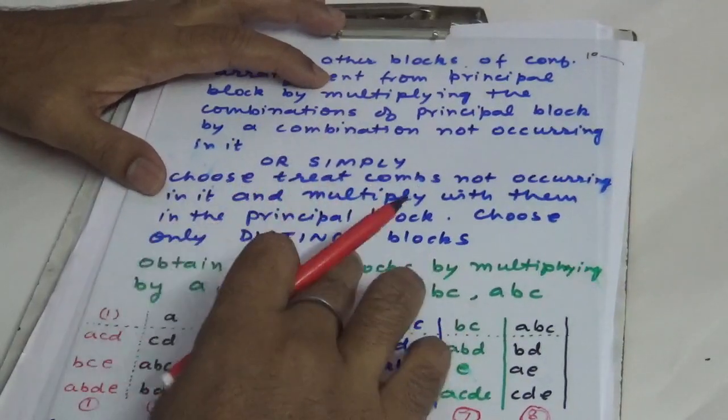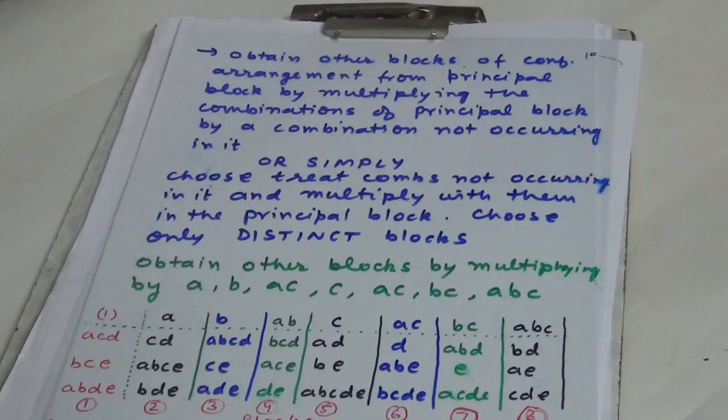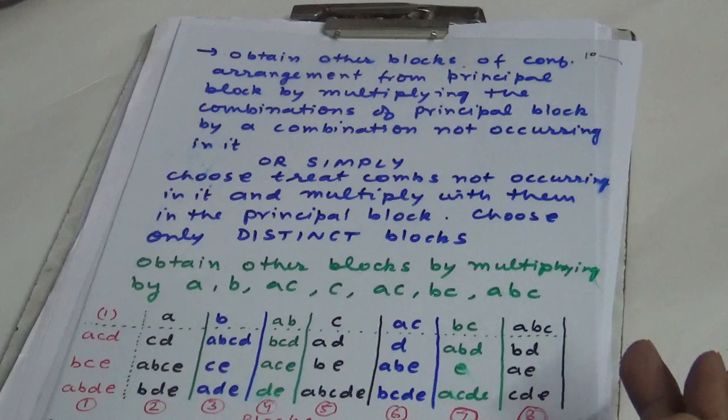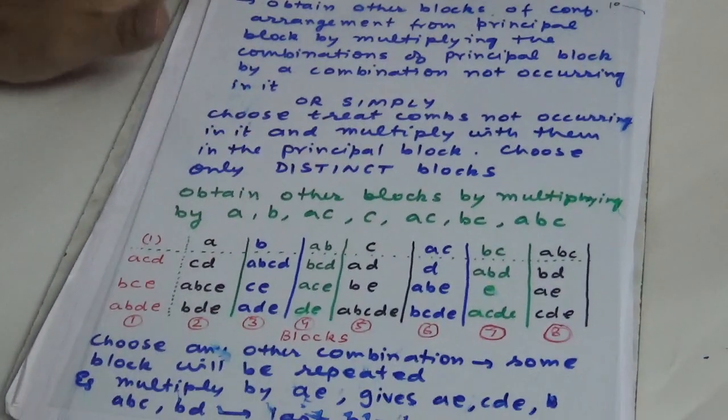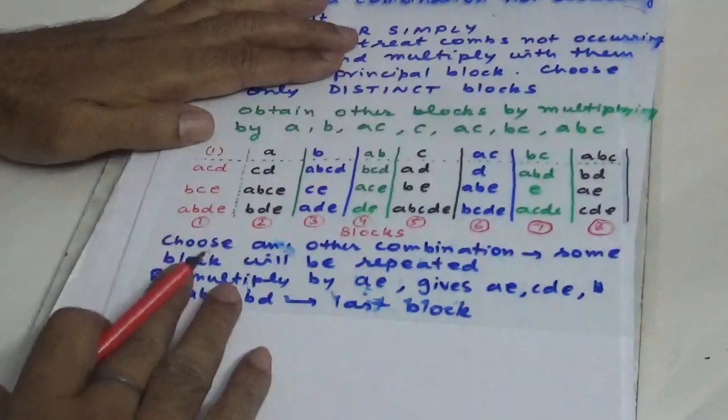What do you mean by distinct block? You will see that when you multiply them, some other elements will come which have already been assigned to a particular block, so they have to be ignored. So let me show you what I'm trying to do here.